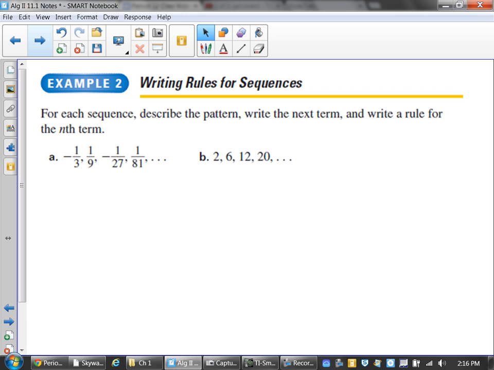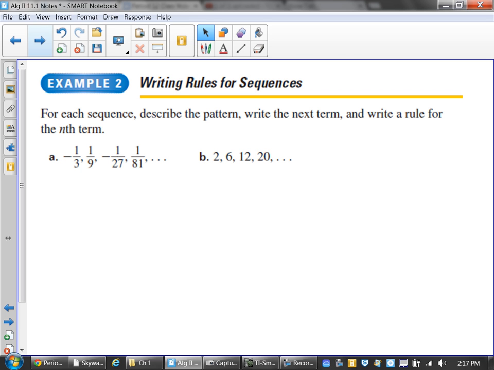When you're writing rules for these, we're going to write out in terms of n what is going on. We need to identify the pattern and write out what's happening. The easiest thing to do, just like we were doing earlier with 3 times n, is to fall back into the idea of domain and range. First term is -1/3, second term is 1/9, third term is -1/27, fourth term is 1/81, and so on and so forth.